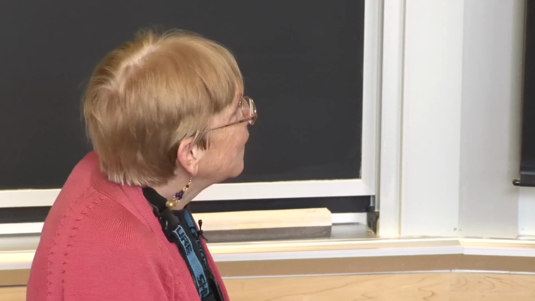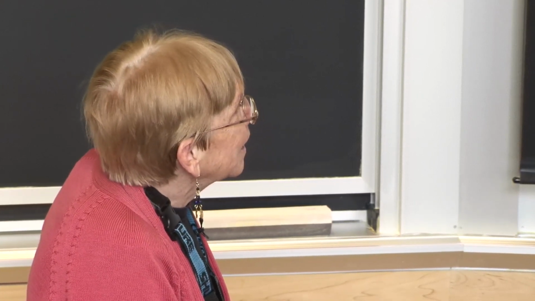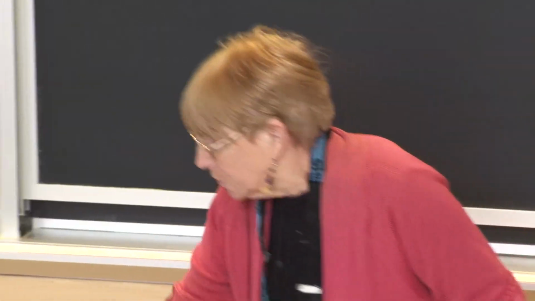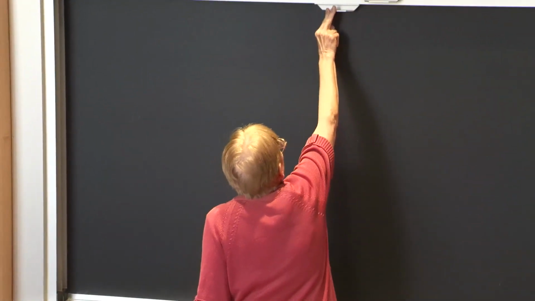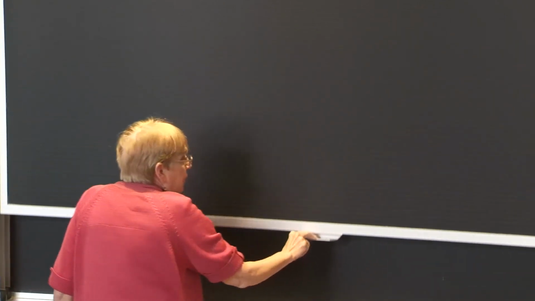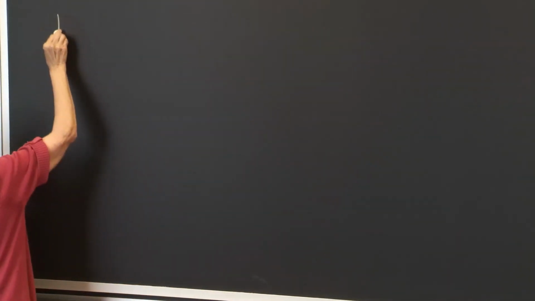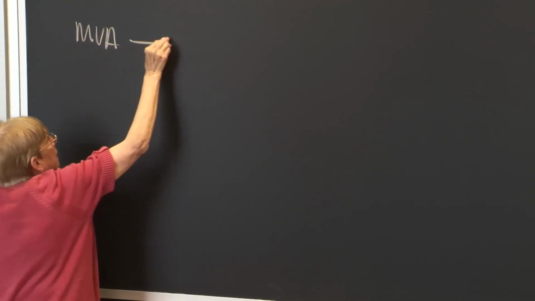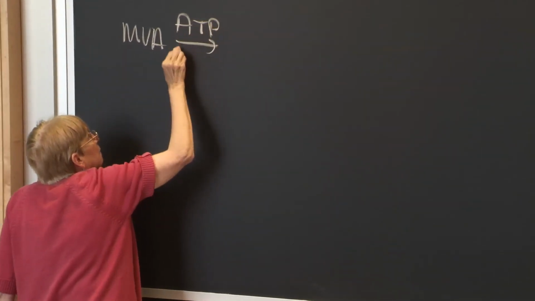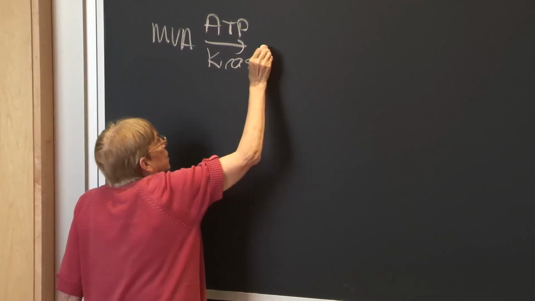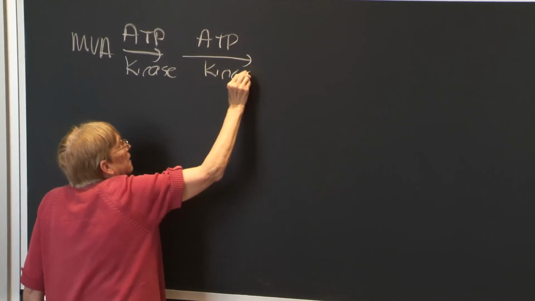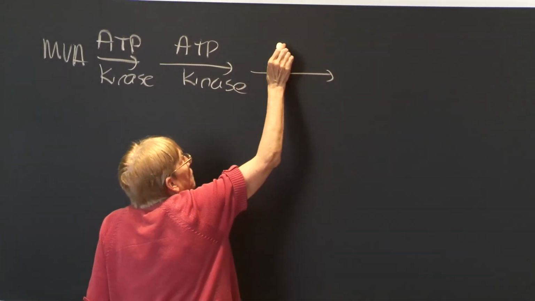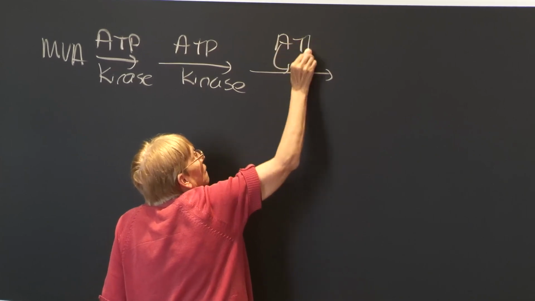So our goal has been to get to IPP, and we are here. Okay, so the rest of the biosynthetic pathway to get to IPP is pretty straightforward. I'm not going to draw out the details at all, but we go from mevalonic acid, and so we use ATP and a kinase, and we use a second ATP and a kinase, and then we use a third ATP.